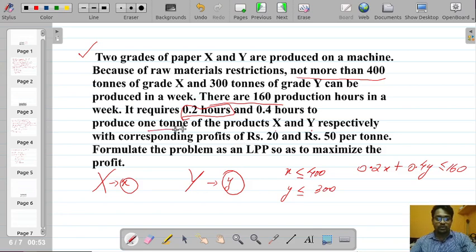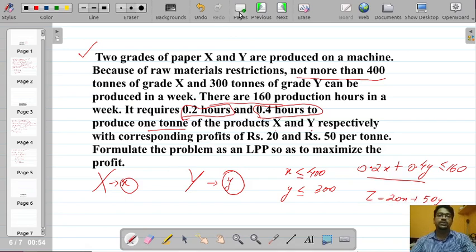So 1 ton requires 0.2 hours of processing. So X tons will require 0.2 into X, right? 1 ton requires 0.4 hours of processing. So Y tons will require 0.4 into Y hours of processing. So this constraint is there, and the value of Z is 20X plus 50Y. So we have already got our LPP.